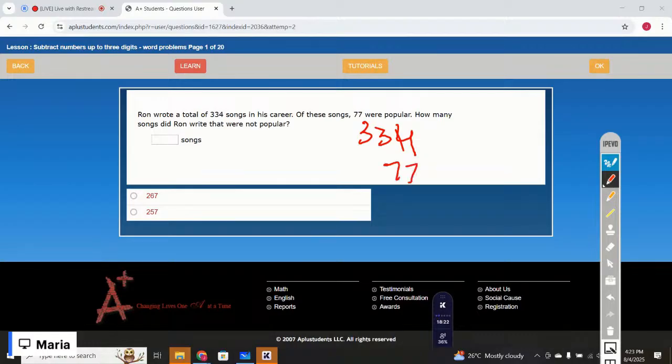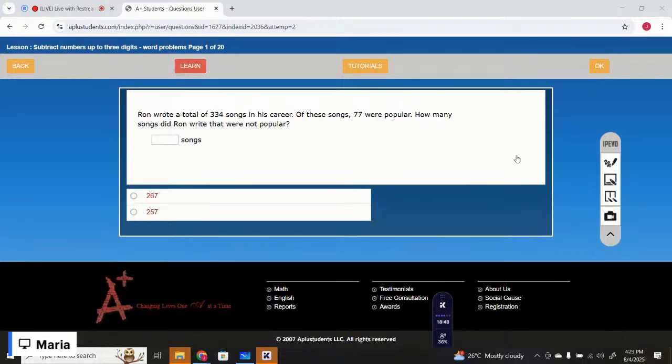Okay, so 14 take away 7 is 7. We need to borrow 1 again. 12 take away 7 is 5, and there's 2. That is 257. Option number 2 is the correct option.